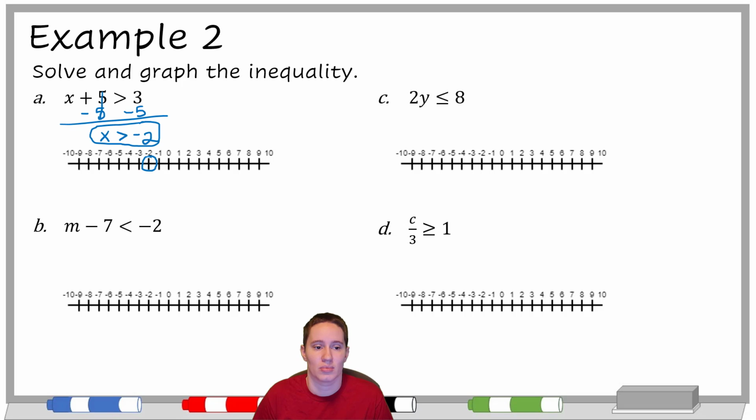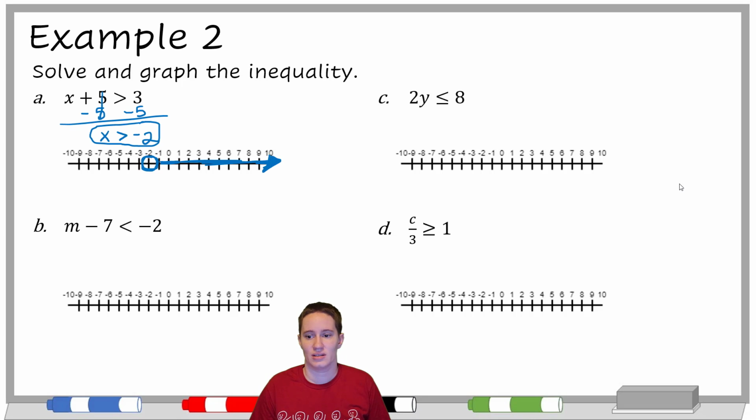And then I'm going to put an open circle here. And I'm going to think, okay, which direction are the numbers that are greater than negative 2? That would be the numbers to the right. Like 0 is greater than negative 2. I'm going to shade this way.